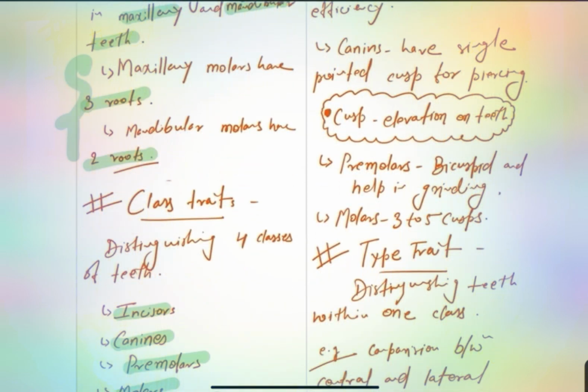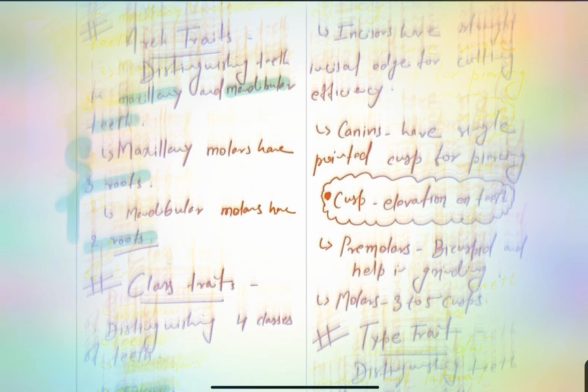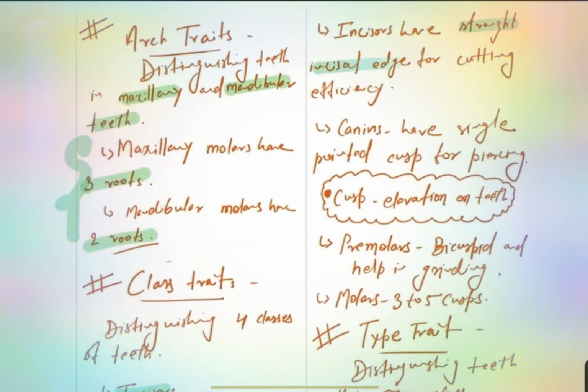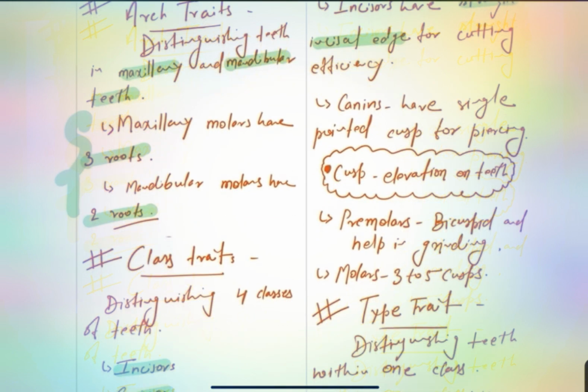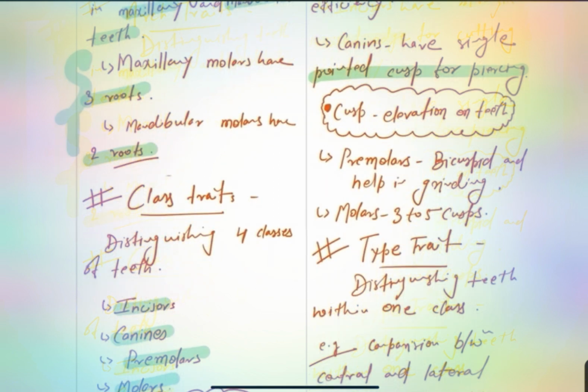Okay, so how are the classes different? For example, incisors have a straight incisal edge for cutting, canines have a single pointing cusp for piercing, and premolars are bicuspid and they help in grinding. Molars have 3 to 5 cusps. So this is one example which distinguishes between different classes. So this is the class trait.